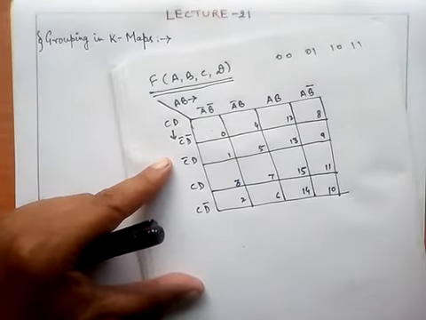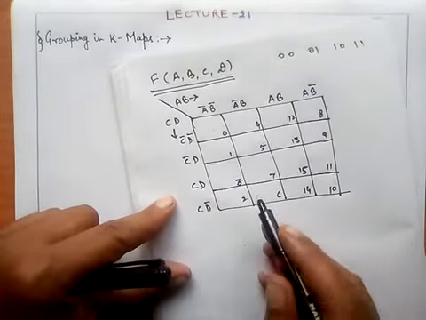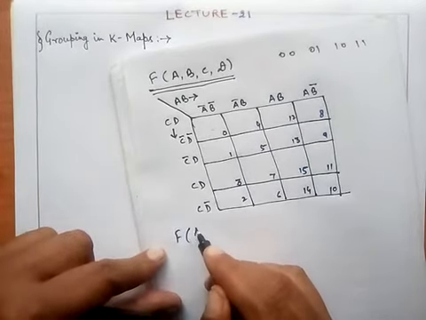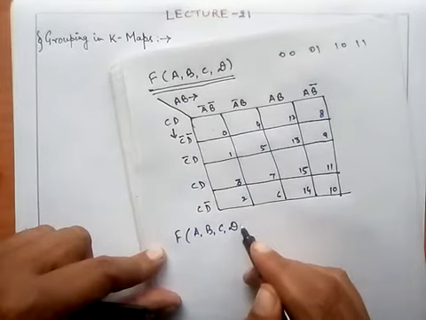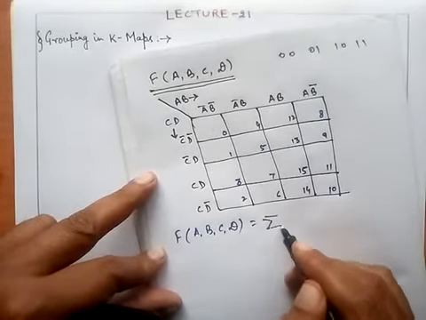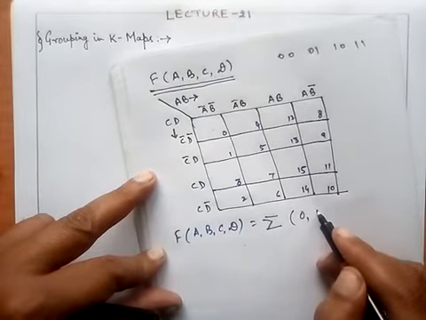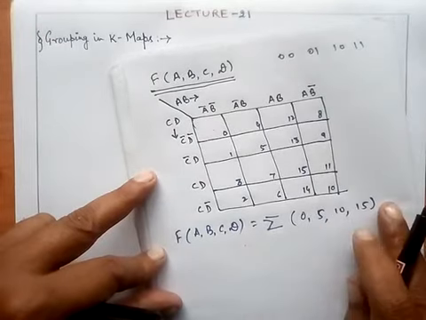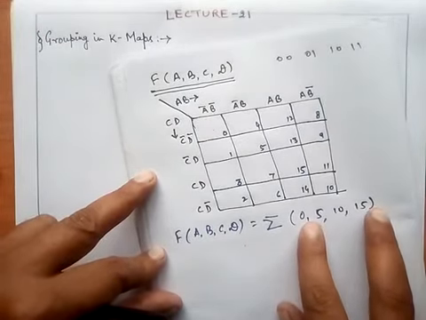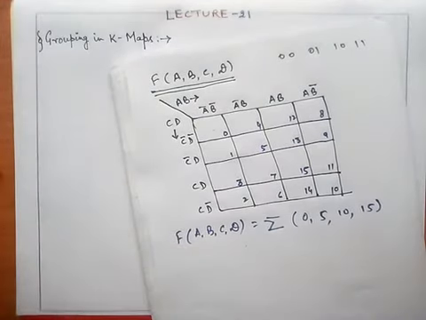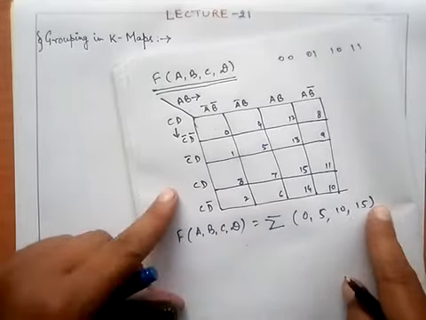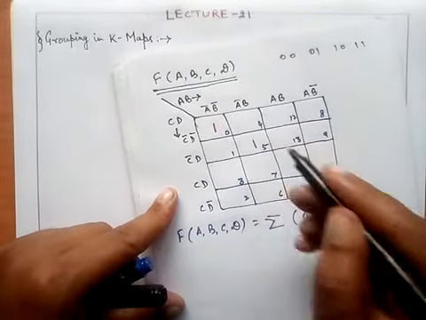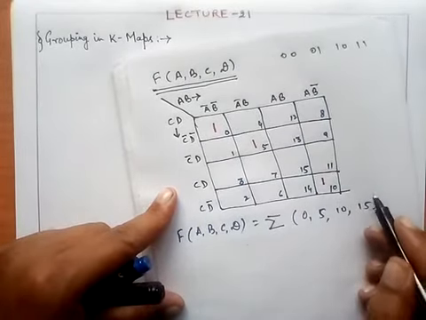Now the point is, suppose a function is given to you. For example, suppose f, a Boolean expression, is a function of a, b, c, d, and it is equal to summation 0, 5, 10 and 15. Now if it is a sum of min terms, these are the decimal equivalents of min terms. So the very first thing you do is simply substitute a 1 on these positions. I substitute a 1 at 0, a 1 at 5, a 1 at 10, and a 1 at 15.